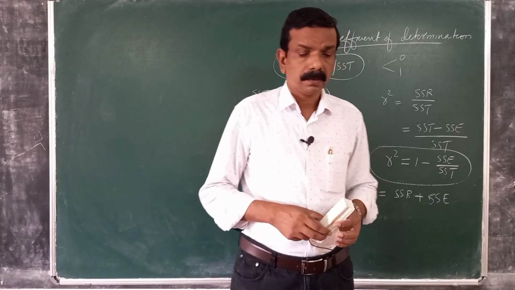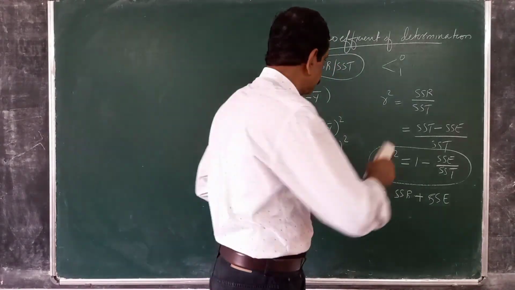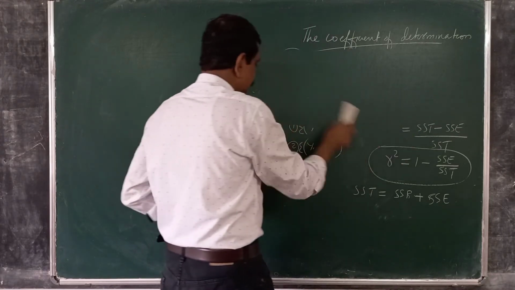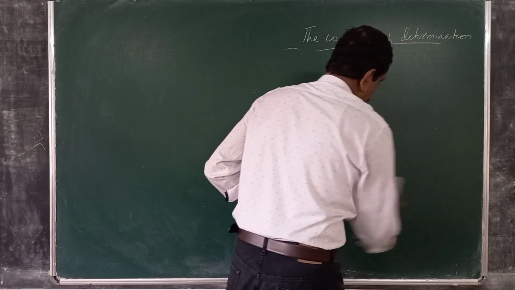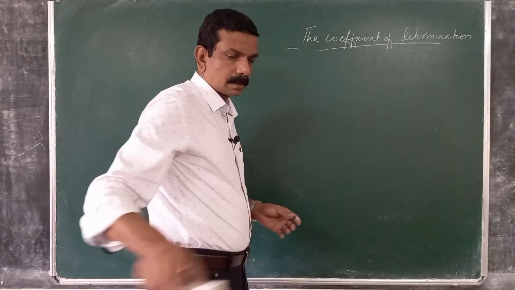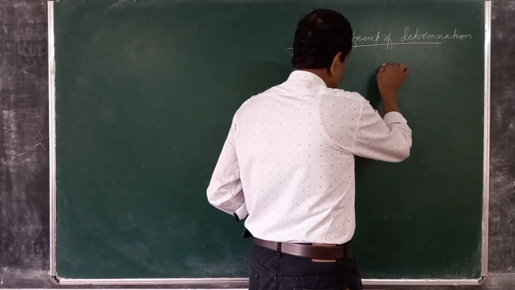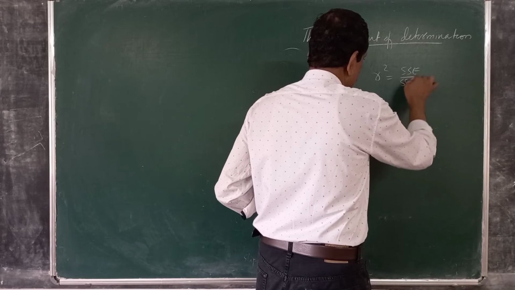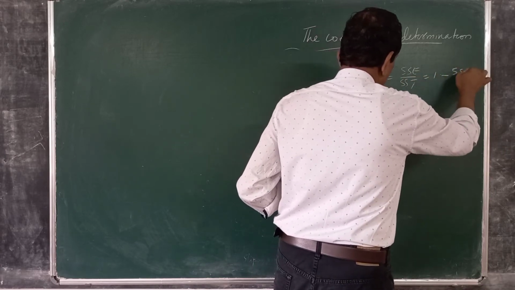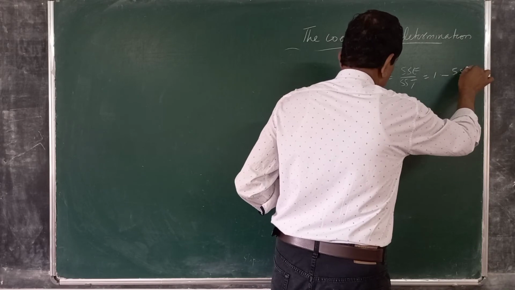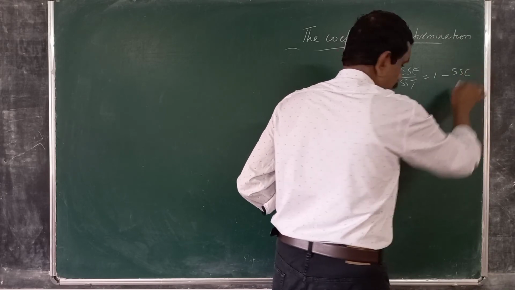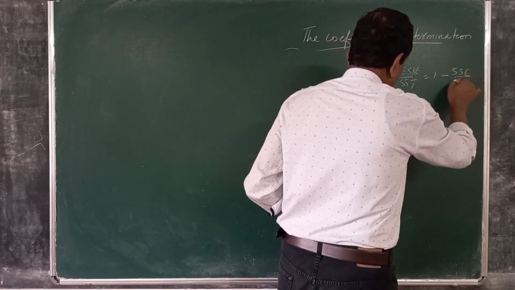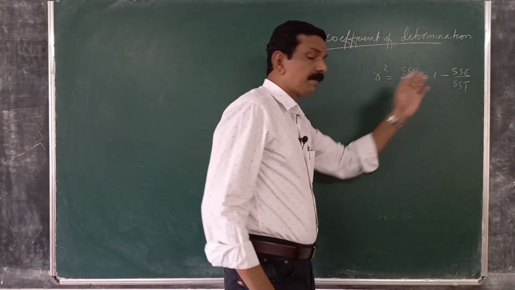Now, let us see what the computing formulas are. SST, SSR and SSE are the defining formulas for R square. R square is equal to SSR by SST, which is equal to 1 minus SSE by SST. These are the defining formulas.